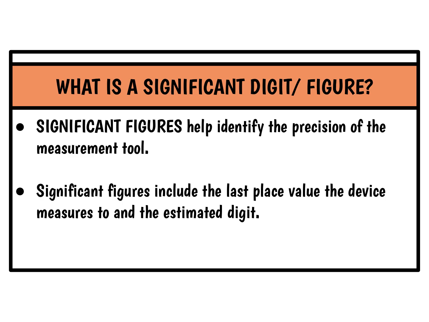Significant figures also help identify the precision of that measurement tool. We kind of talked about this on the last slide. They'll tell you the number of tick marks that tool has, or the smallest place value that the device will measure to. Significant figures will include the last place value the device measures to, and then this thing called an estimated digit. And we'll see what an estimated digit is on the next slide.